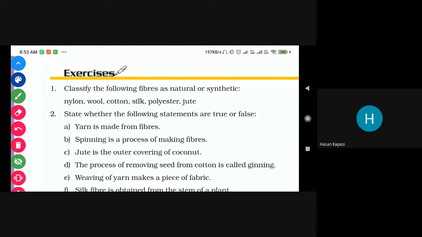Yarn is made from fibers. Is it true? Yes, ma'am, true. Correct. Spinning is a process of making fibers. False. Then what is spinning a process of making? Yarn. Very good. It is the process of making yarn. Jute is the outer covering of coconut. Is it true or false? False, ma'am.